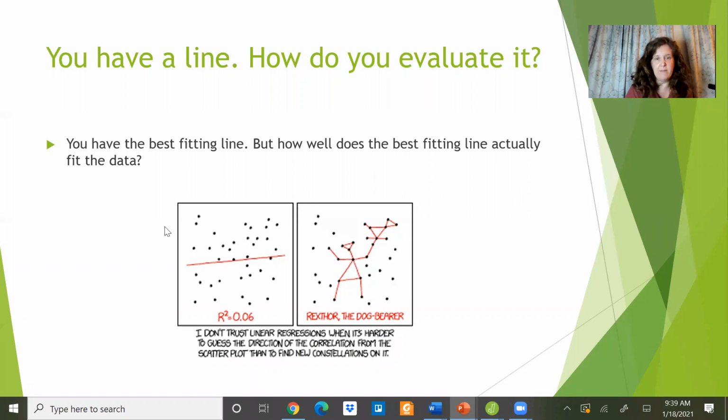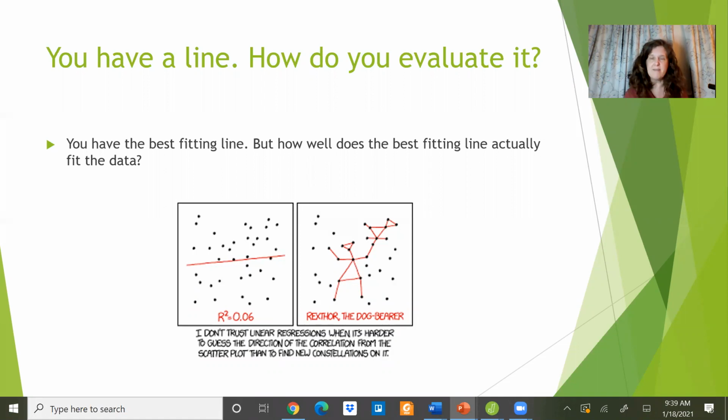This is a comic from XKCD, which is a really funny, nerd funny webcomic. I don't trust linear regressions when it's harder to guess the direction of the correlation from the scatter plot than to find a new constellation in it. So I warn you now, any old scatter plot can give you a regression line. JASP will spit out a regression line for anything. It doesn't mean it predicts well.